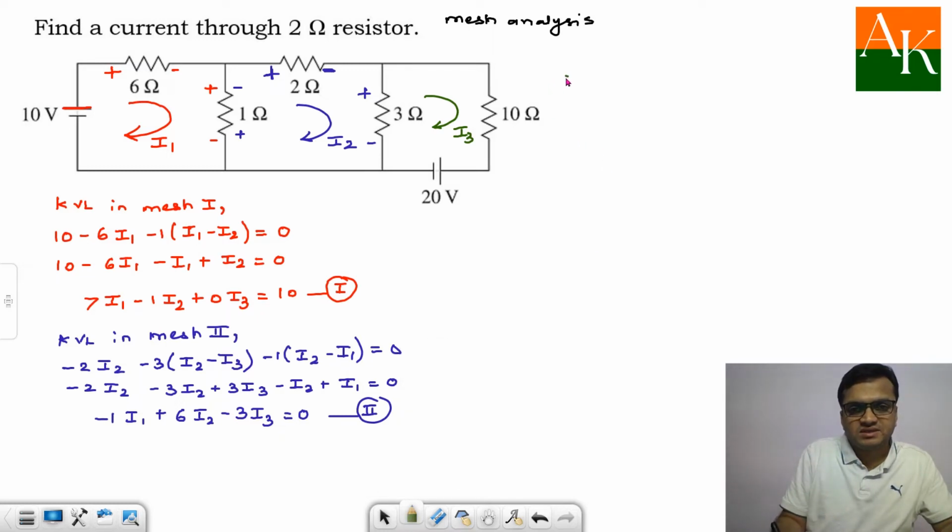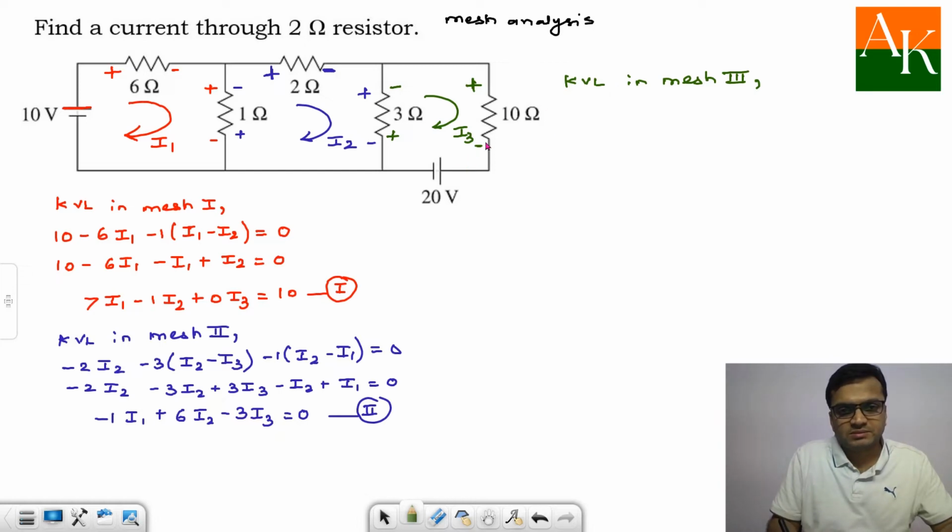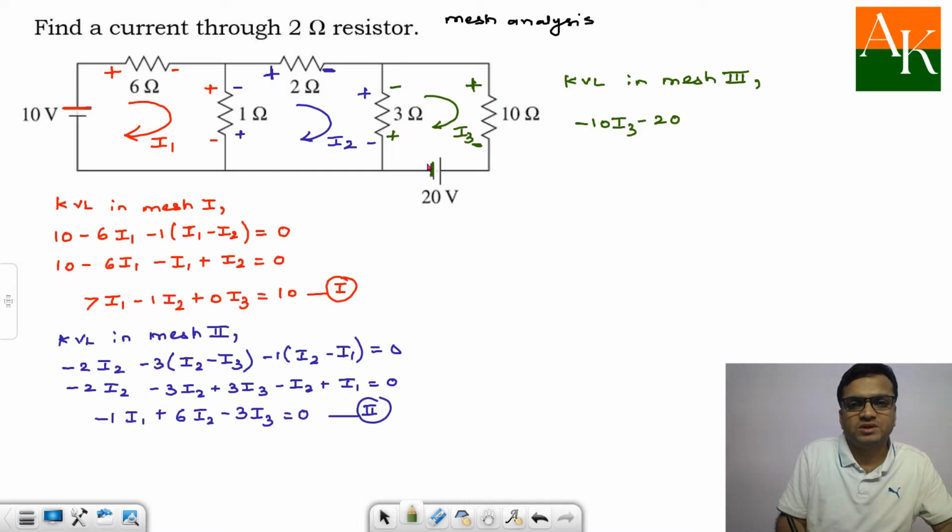Next, KVL in mesh 3. Before applying KVL, you need to assign the sign for the voltages developed across the resistances. For the voltage source, the signs have already been mentioned. I am starting at this point. One can write minus 10 times I3. Going ahead, leaving sign minus 20. This sign will appear over here, because we are traveling this loop in a clockwise manner. Minus 3 times (I3 minus I2), and I have completed this loop. This is equal to 0.